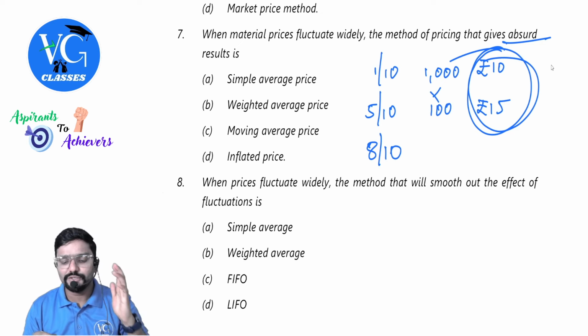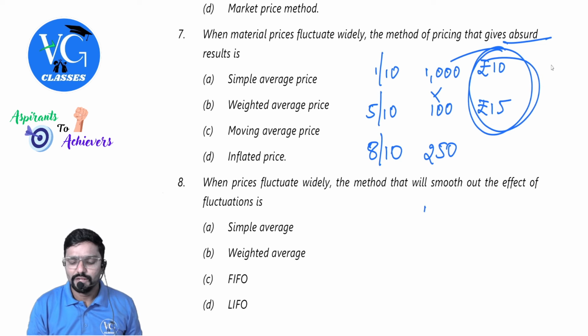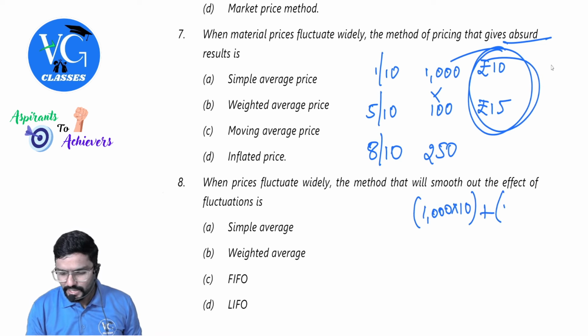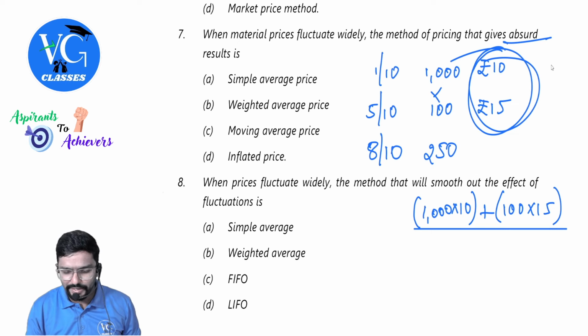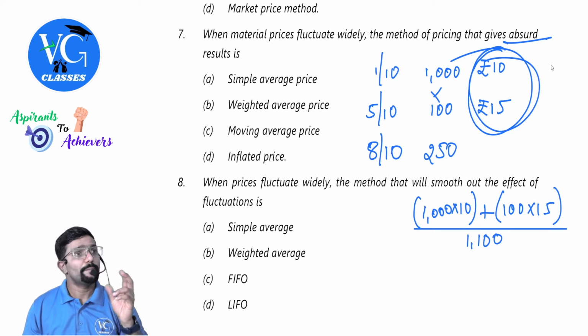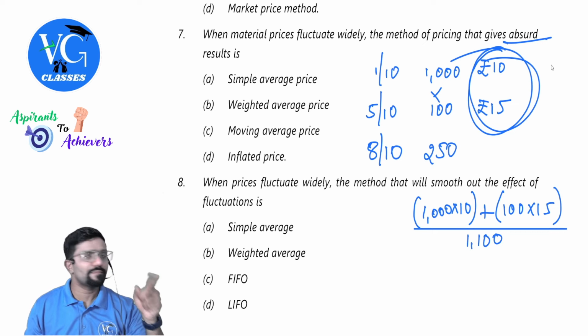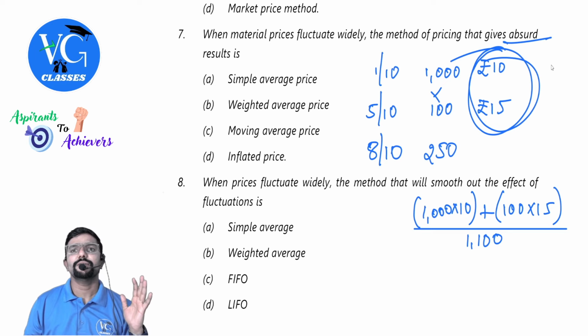Simple. When I am issuing the material, assume I am issuing 250 units. How will I value it? Simple: 1000 into 10 plus 100 into 15. Did I consider quantity as well as price? Both. Whole divided by how much quantity? Totally 1100. This will give me the weighted average price. Based on quantity also I am deciding the price.